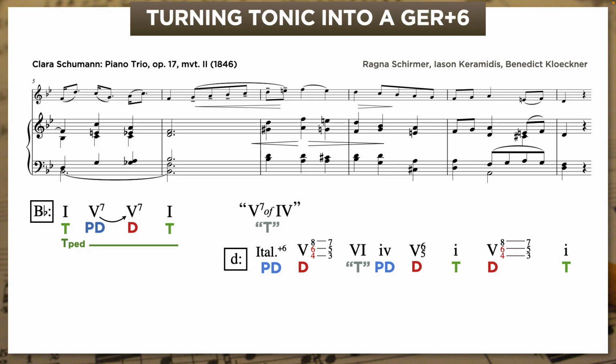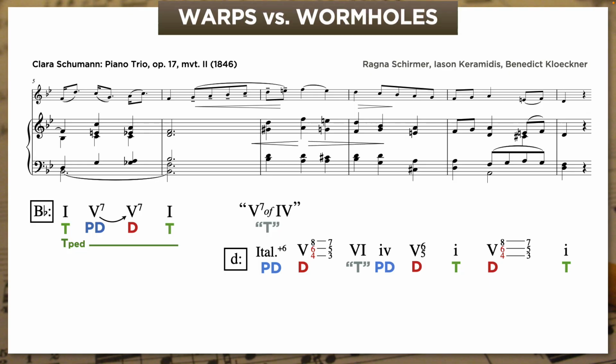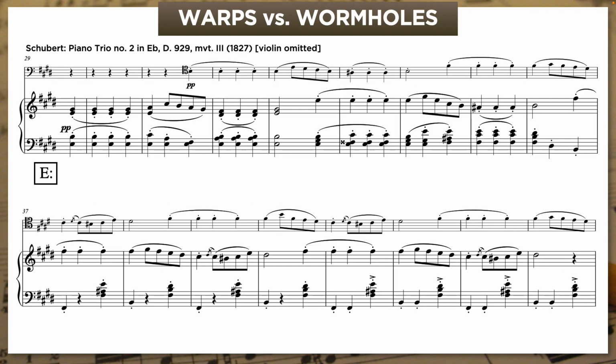If you can tolerate another sci-fi metaphor, it's less like passing through a wormhole and more like warping instantly from one point to another. I'll give you just one more of these for comparison. It's another piano trio. This one's by Schubert, and it's also from the Scherzo. The tonic of the movement is E flat, but the passage in question starts in the key of E major. That's sharp 1, if you're keeping track.